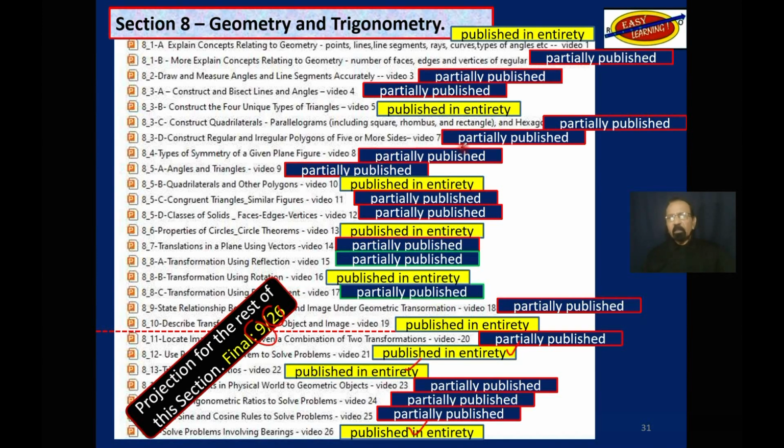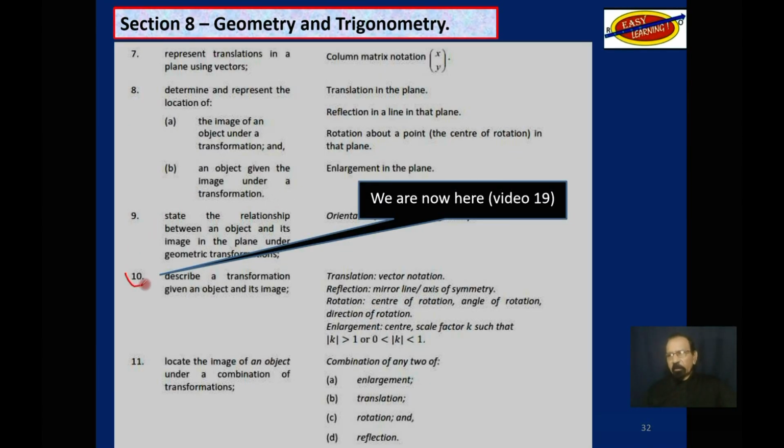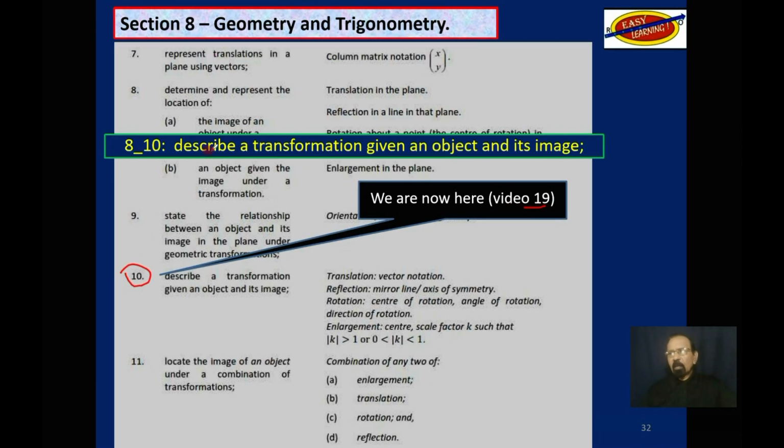And as I said, even those that are published partially, you can still learn something from them as they deal partially with the objective. For example, this one here, draw and measure angles and line segments accurately, while it is only published partially. Some of the work is there in that partial video on YouTube. So as I said, we are here, video 19, and it says, describe a transformation given an object and its image.